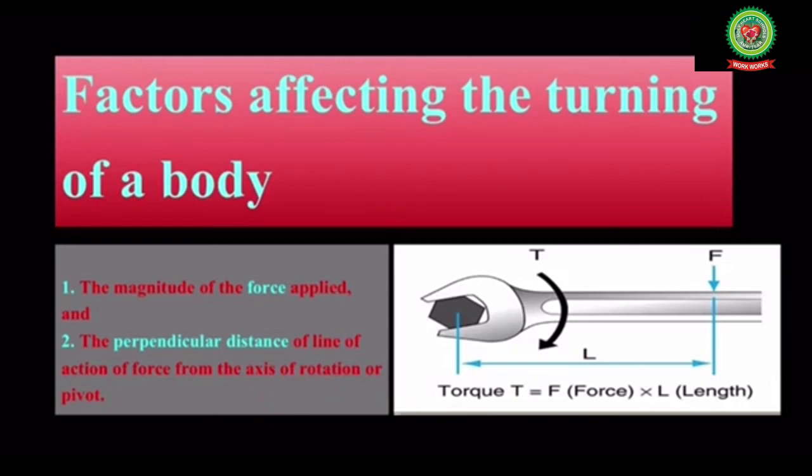Now, if I want to increase the turning effect for a given force, I don't want to change the force, I want to increase the turning effect. What I have to do is increase the perpendicular distance between the line of action of force and the axis of rotation. This is the reason the handles of hand spanners are made long, so that force is applied at the maximum distance from the axis of rotation, and on the application of even a small amount of force, more turning effect is produced. So these are the factors on which turning of a body depends.